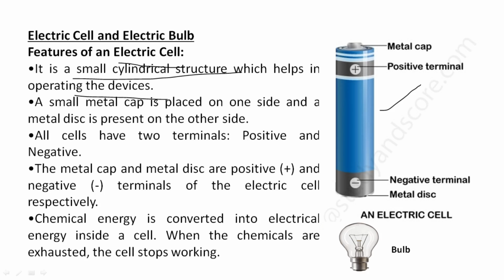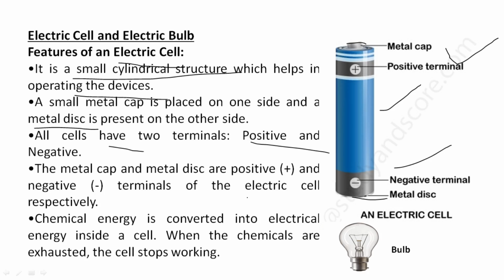It has a small metal cap. Look at here, this is a small metal cap placed on one side and a metal disc present on the other side. Here downside metal disc is there. All cells have two terminals. One is positive, one is negative. So where metal cap is there, that is positive terminal. Cap. Okay, एमती cap भले जोटी थिवो ताको कोन कहबो positive terminal. और जोटी disc भले थिवो metal disc, that is negative terminal.